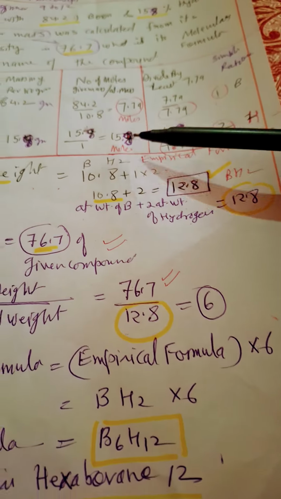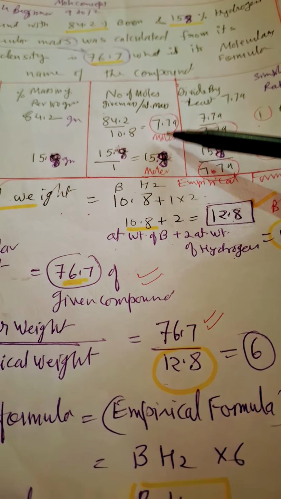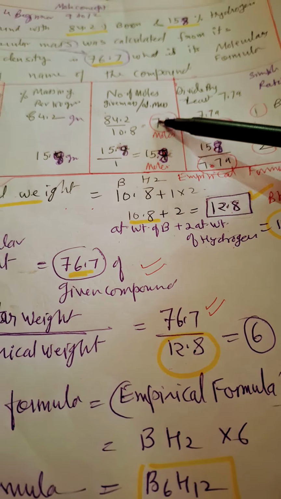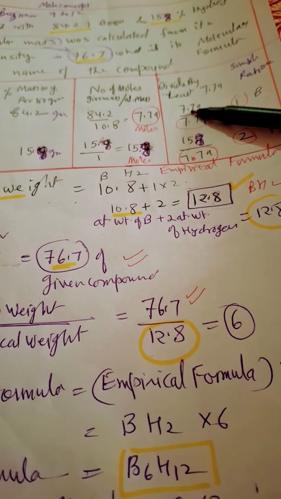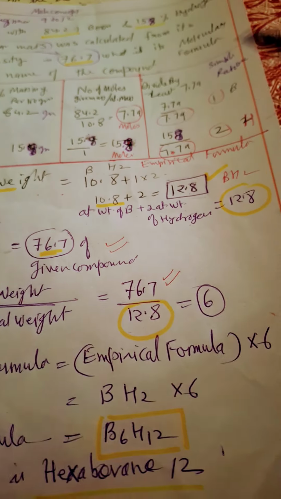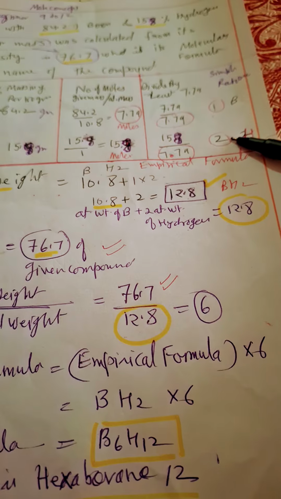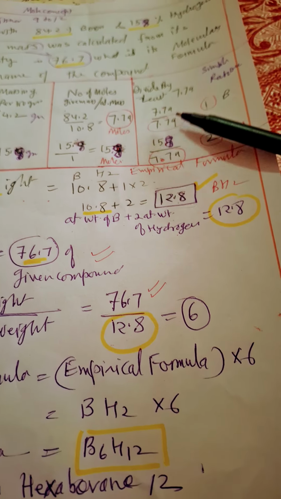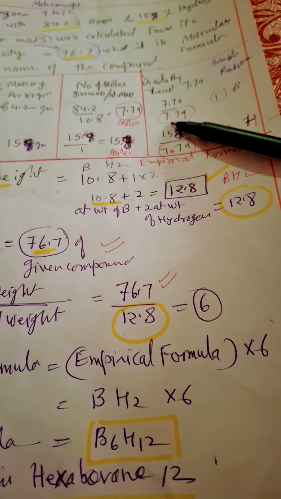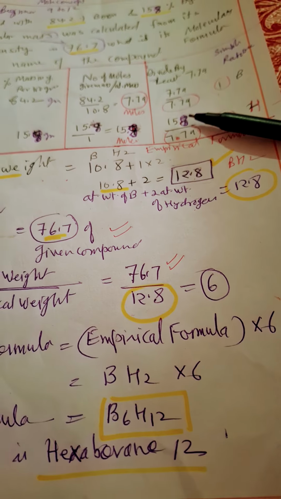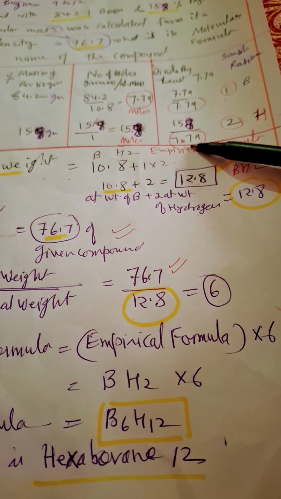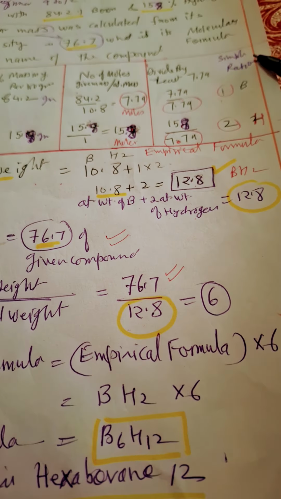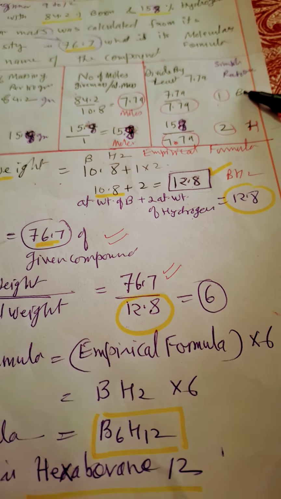So in the molecule what we have to do, we have to search the least number. This is the least number, so we divide these two moles by the least number, so we'll get exact boron and exact hydrogen in the empirical way. So 7.79 divided by 7.79 is equal to 1. Here 15.8 divided by 7.79 is equal to 2. So simple ratio of boron is 1 and hydrogen is 2.